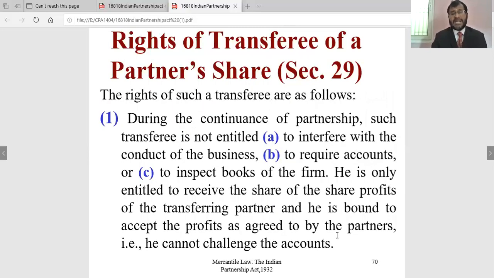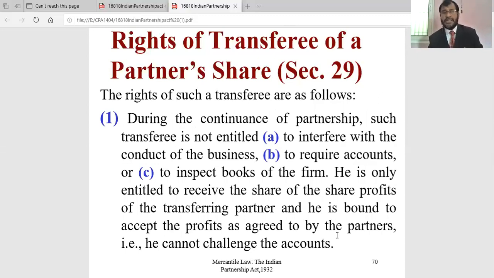The rights of such transferee are given below. 1. During the continuance of the partnership, such a transferee is not entitled A. to interfere with the conduct of the business, B. to require the accounts, C. to inspect the books of the firm. He is only entitled to receive the share of profit of the transferring partner and is bound to accept the profits as agreed by the partners. That means and includes that he cannot challenge the account.